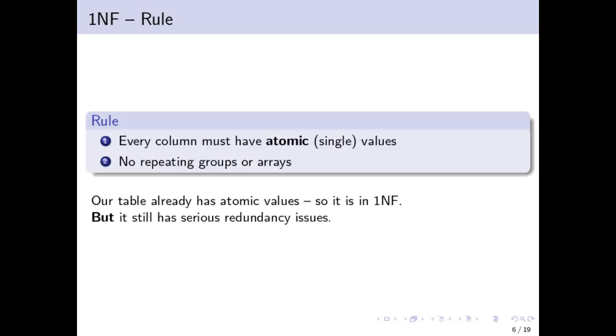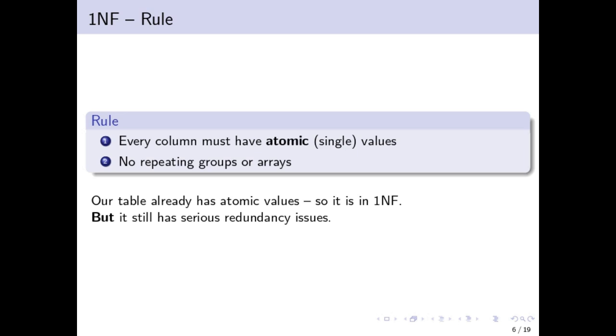The first rule, the so-called first normal form. Here the rule is very simple. Every column must have an atomic value. What is the meaning of the word atomic? That is, after this, I cannot break the data anymore, and no repeating groups or arrays. So that almost means the same. That is, in a column, for a particular row, I can have only one value.